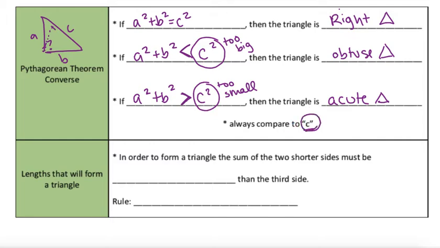We always look for the C squared. Is it just right? Too big or too small? That's why I call it the Goldilocks rule. So this is a way that we can use the Pythagorean theorem, but in the opposite direction, which is why we call it the converse, to apply something that only works with right triangles and classify any triangle based on this property. The last thing here is that there are certain lengths that will form a triangle.